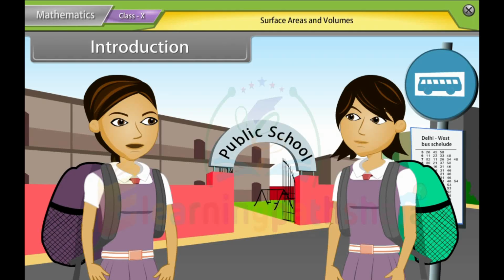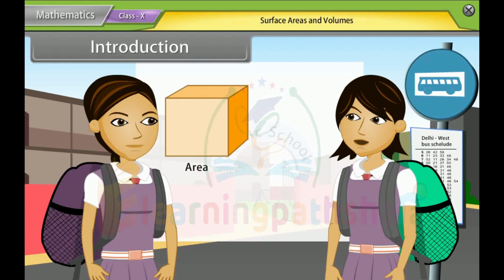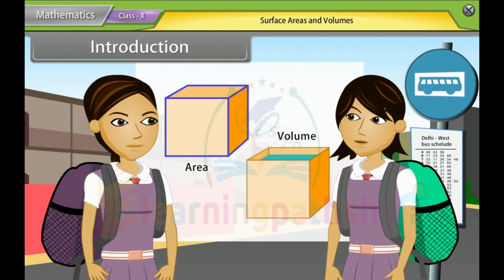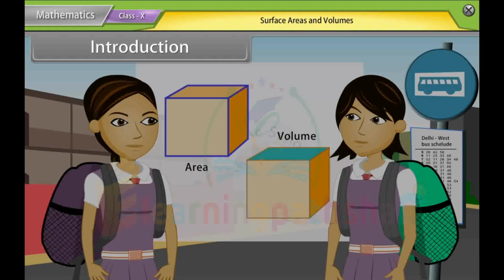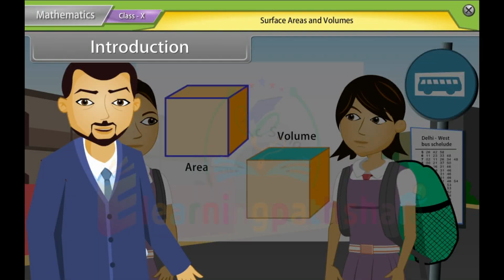I do not understand what you are saying. What is the surface area and the volume? Surface area is exactly what it sounds like. The area of all the outside surfaces of a three-dimensional object. And volume is all of the space inside a three-dimensional object. In this lesson, you will learn more about both of these concepts as well as how to compute the surface area and volume of combination of solids.